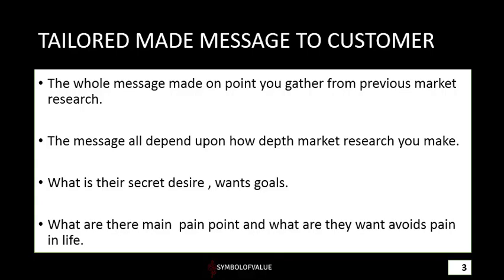Second is their main pain point. So what are they avoiding in their life? Nobody has a perfect life. Everybody has some pain point they want to get rid of. For example, let's suppose a lifestyle niche. If we talk about the weight loss niche, if somebody is obese or overweight, they have a pain point of being overweight. So we focus on their pain point and give them a diet solution. So it is very important to know what their pain points are.